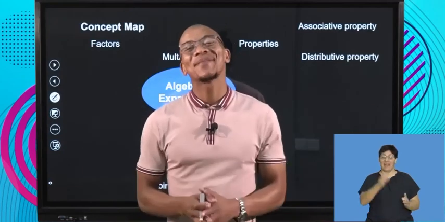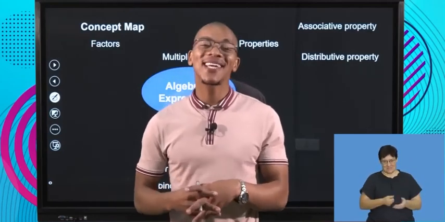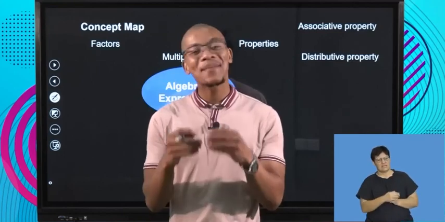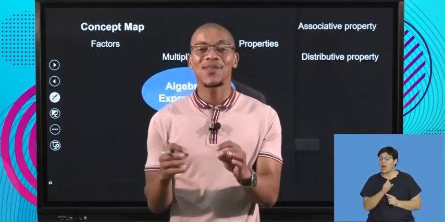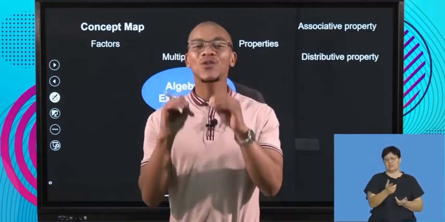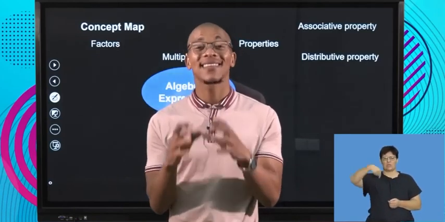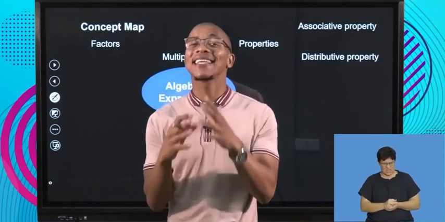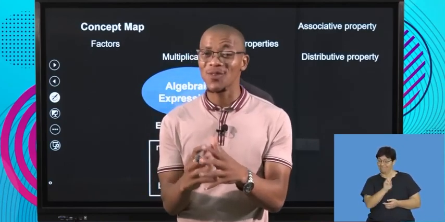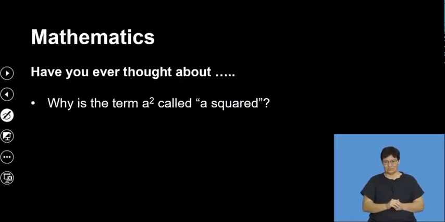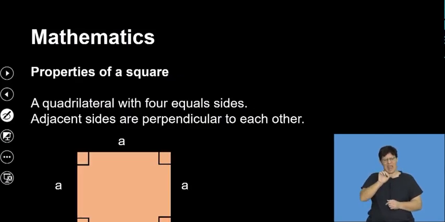Hi guys, welcome back. So right now we're going to look at something else. Remember I said our leading question was, why is a to the exponent of 2 called a squared? That's what we're going to try and look at in this particular segment of the show. Now, remember the question that I started with: a to the exponent of 2, why is it called a squared?